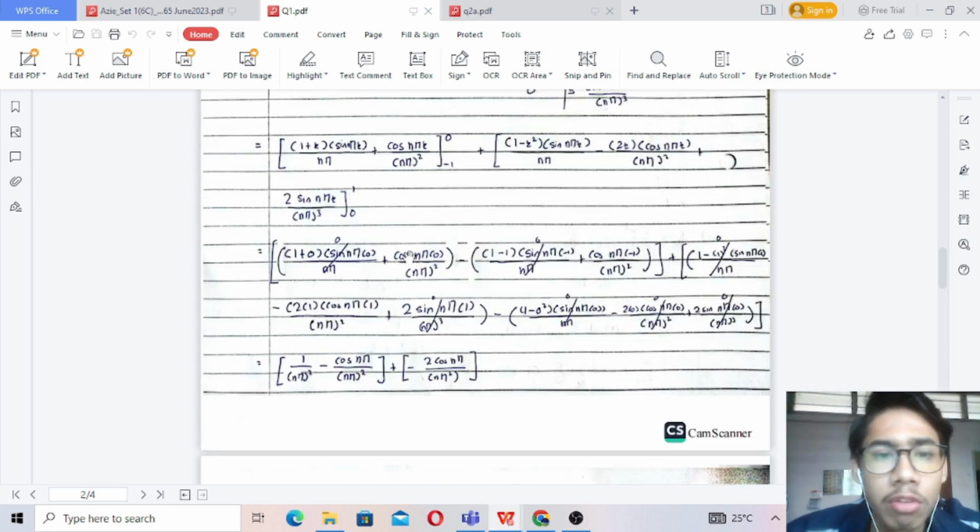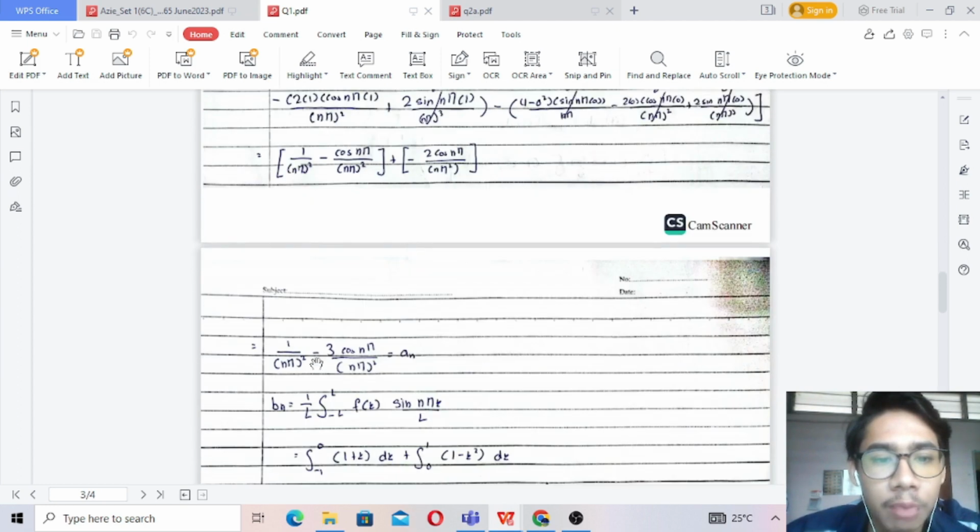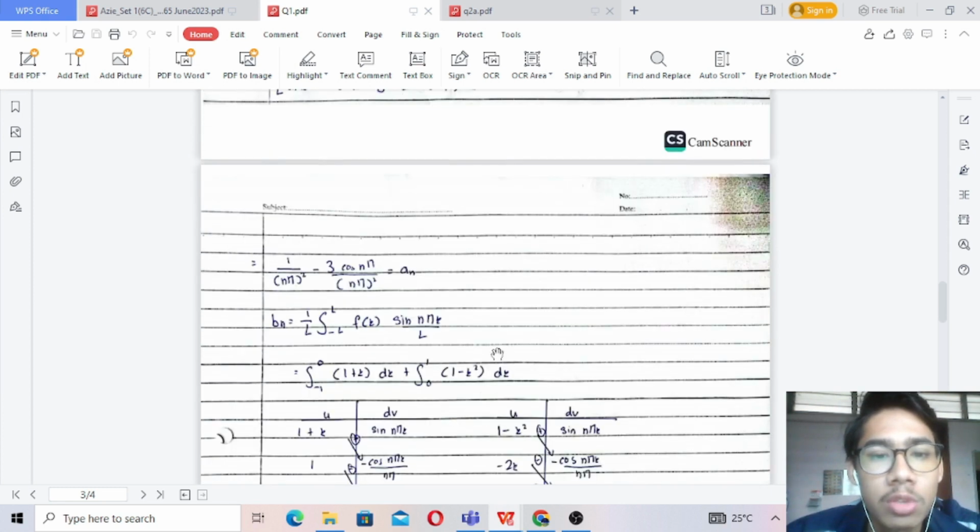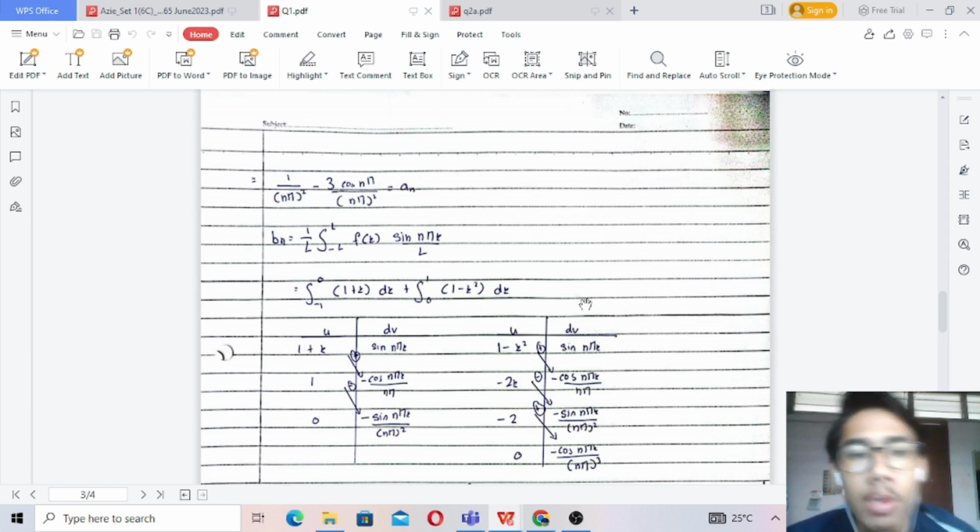And then for the final answer, we get (1 per n pi square) minus (3 cos n pi per n pi square), which is equal to an, and then we have the an and a naught.